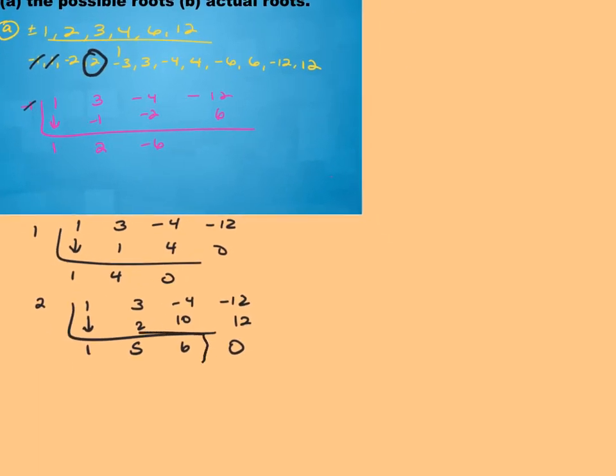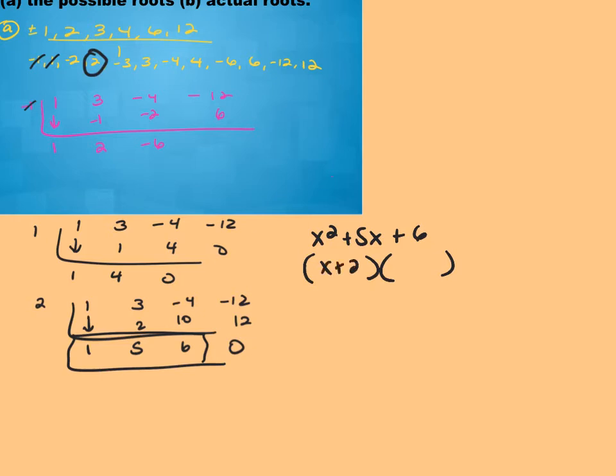And then I'm going to take my decreased degree polynomial and factor it further, x plus 2 and x plus 3. Set them each equal to 0, and I get x equals negative 2 and x equals negative 3.